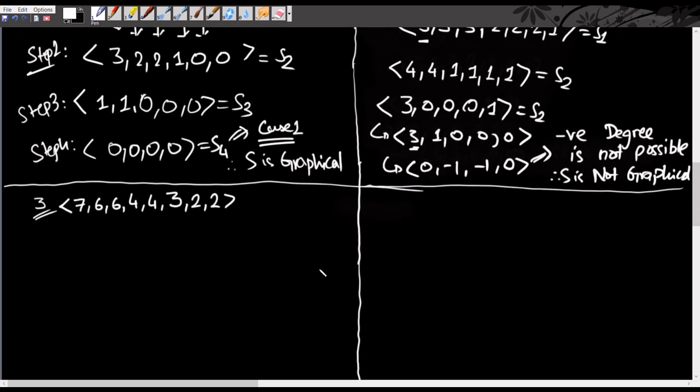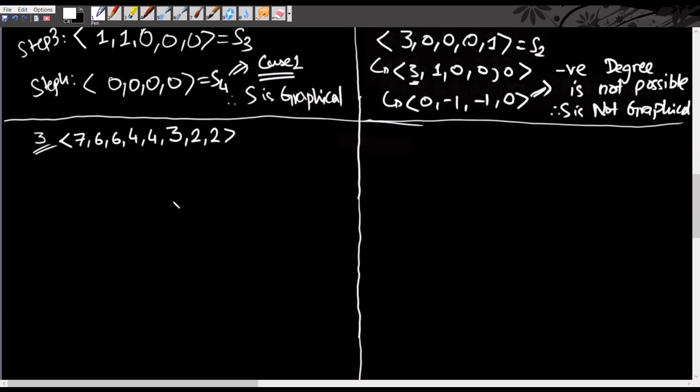Now let's look at the third and final example. If you want to give this a shot, please pause the video once more and attempt it. That would be beneficial. I would recommend that. So let's solve this. As usual, you pick out the highest degree, that is 7. You remove that and reduce the next 7 entries by 1. So you're left with 5, 5, 3, 3, 2, 1, 1. This is your S and this is your S1.